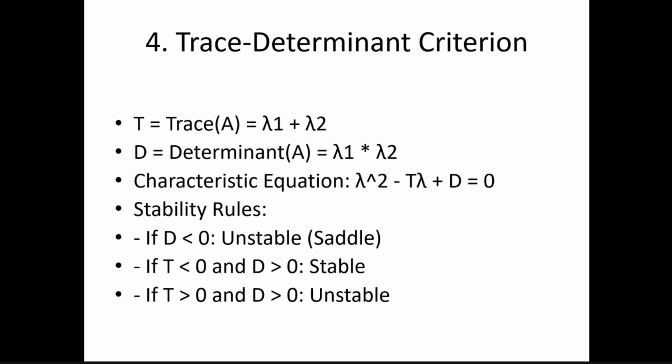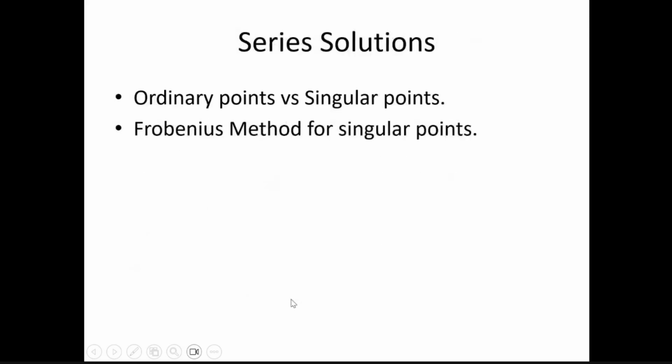T equals the trace, lambda 1 plus lambda 2. Determinant is lambda 1 times lambda 2. Characteristic equation is lambda squared minus t lambda plus d equals 0. If d is less than 0, it is unstable. If t is less than 0 and d more than 0, it is stable. If t more than 0 and d more than 0, it is unstable.